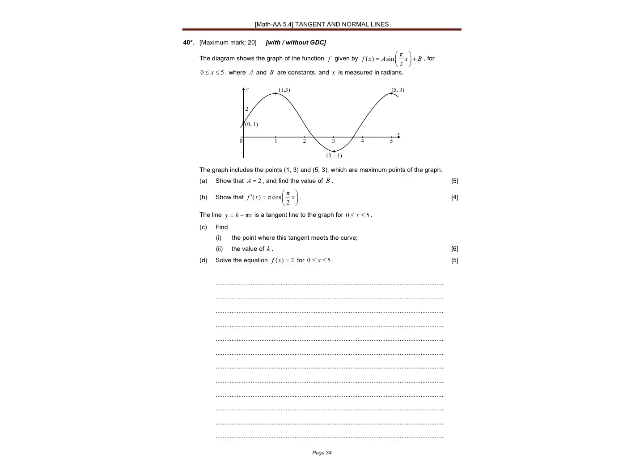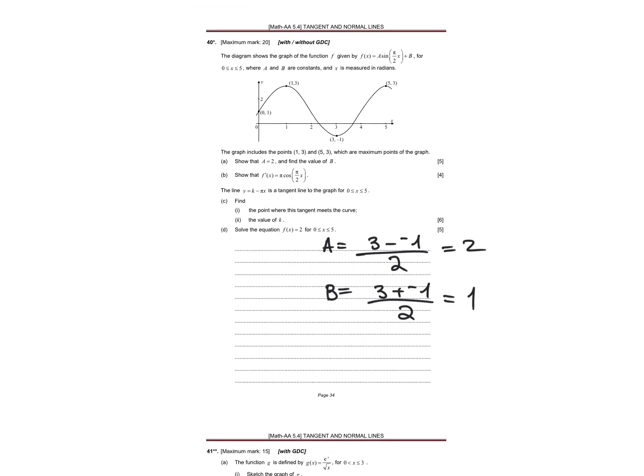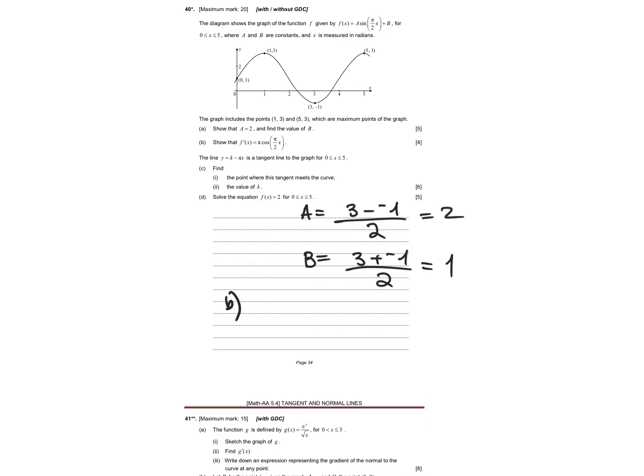Okay, so we're going to have 1 plus, no, we're not. So A is max minus min over 2. And find the value of B. I do not know why this is 5 marks. So we have 3 plus -1 over 2, which is 1. Guess, take it.